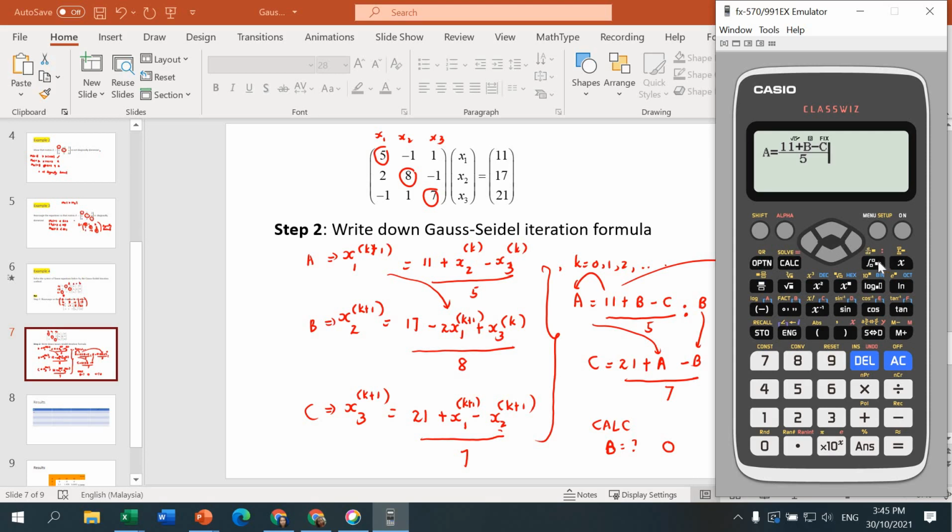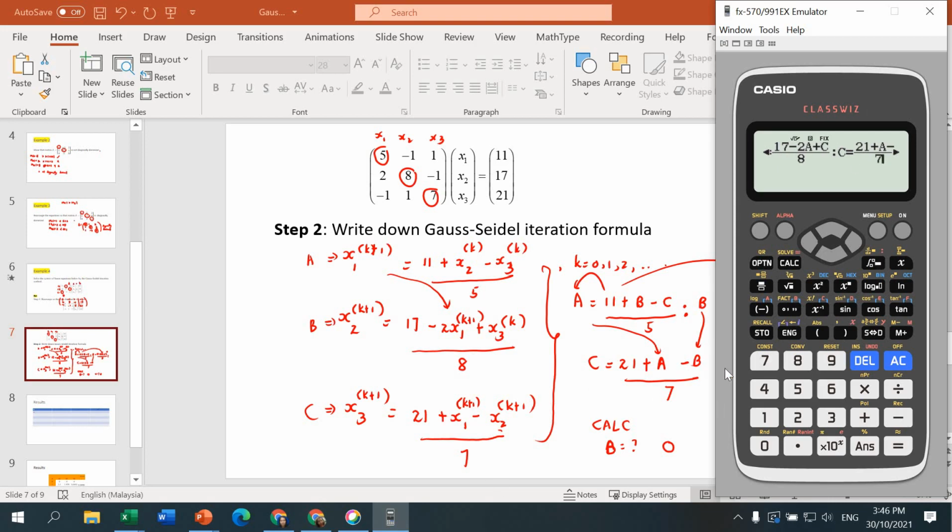Right here, alpha with colon, alpha B, alpha equal. Okay, B is actually 17 minus 2, this is A, this is C, divided by 8. Then colon, alpha C, alpha equal. C is 21 plus A minus alpha B divided by 7.